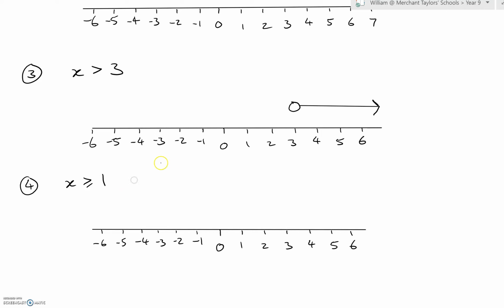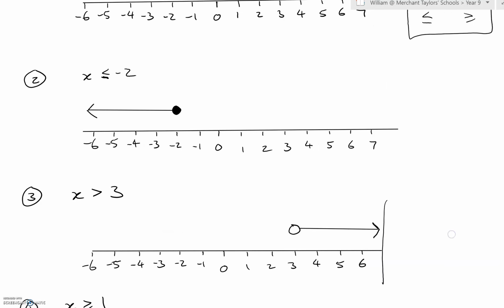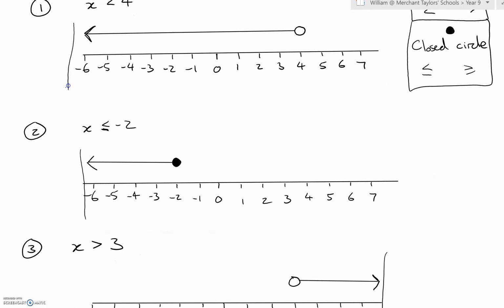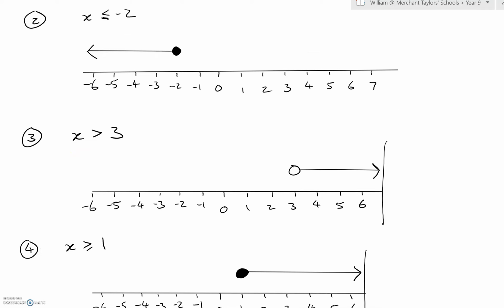So we want everything at 1. So here's 1. Because we want greater than, we want equal to. So we're including that value of 1. So closed circle. We want everything bigger than 1. So we want our arrow pointing at all the values bigger than 1, which are all this side. Right to the end of the number line, always to the end. See, I've always drawn it to the end. It should always be to the end of the number line in the direction of the values you want.